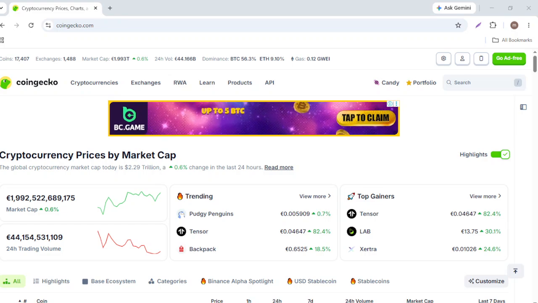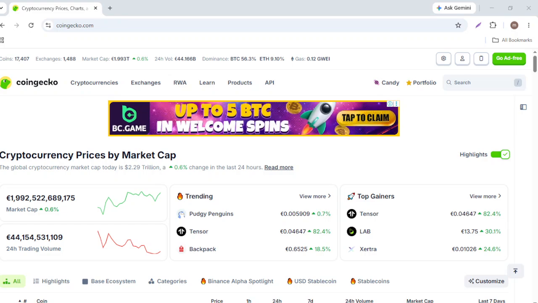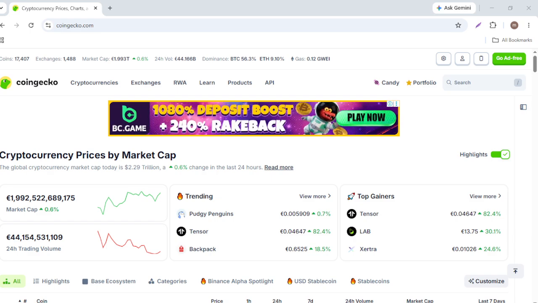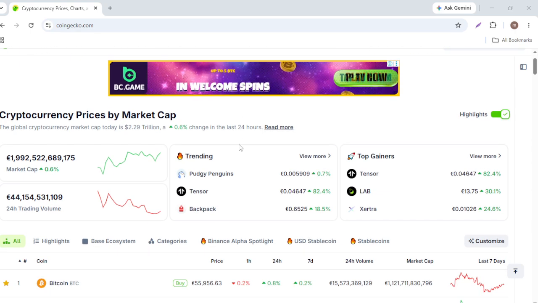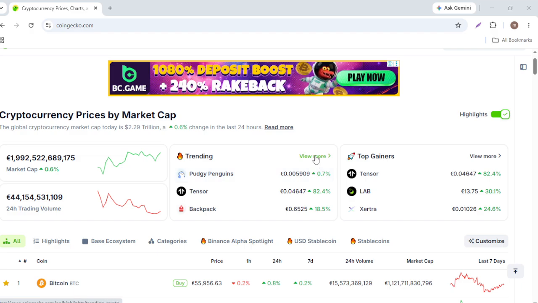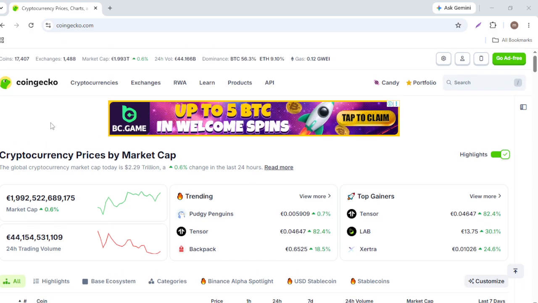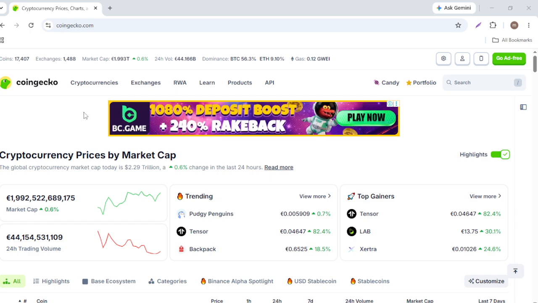In today's video, I will walk you through how to check if a coin is liquid enough to trade on CoinGecko. Before you buy or sell a cryptocurrency, it's important to know whether the coin is actually liquid enough to trade. A coin might look active because it has a price and trading volume, but low liquidity can make it difficult to enter or exit a position at the price you expect.